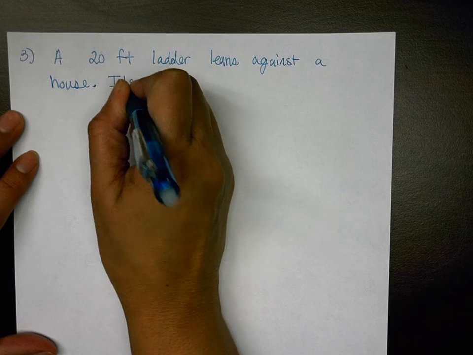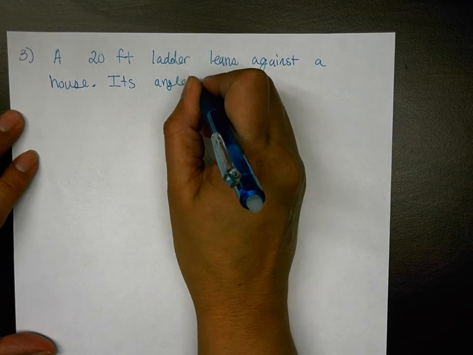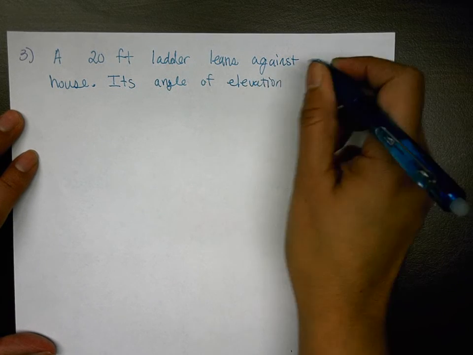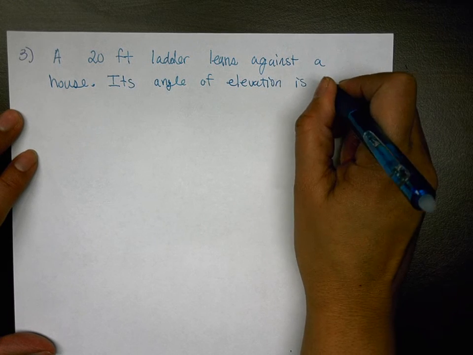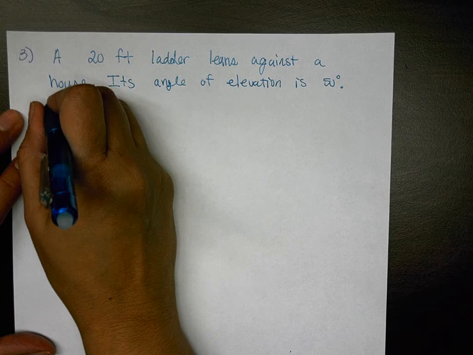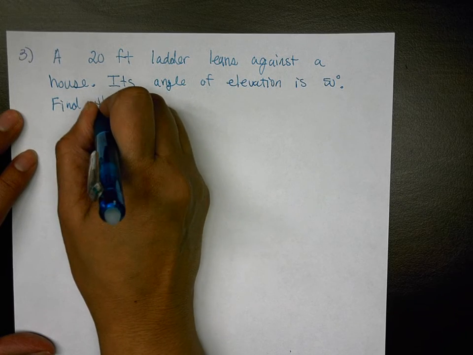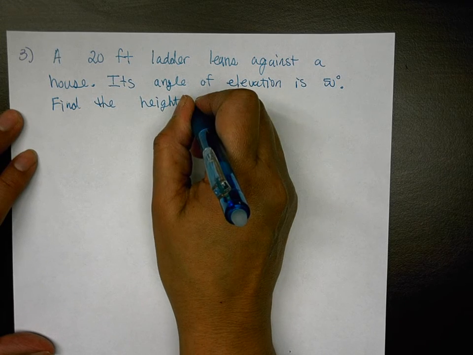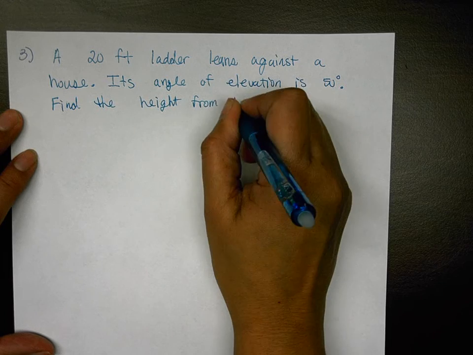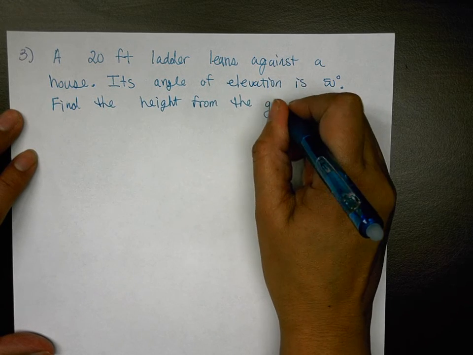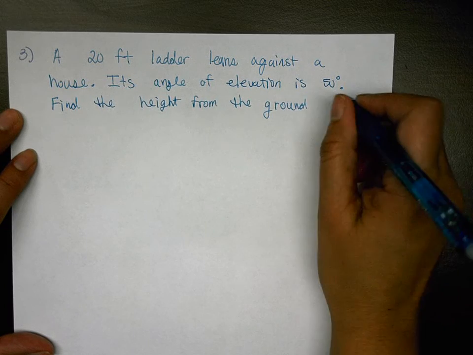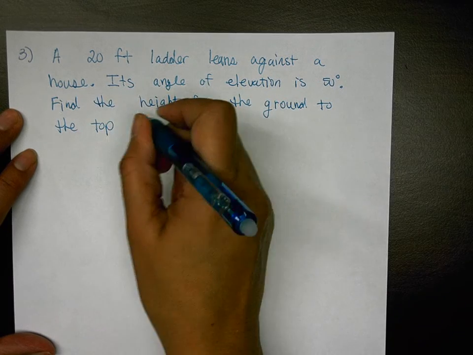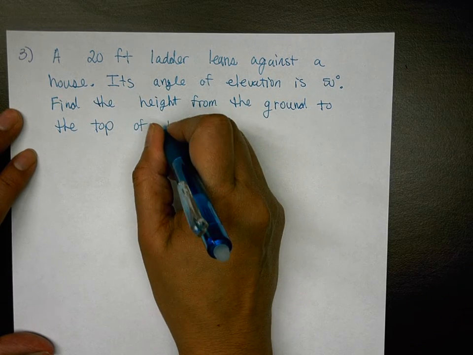Its angle of elevation is 50 degrees. Find the height from the ground to the top of the ladder.